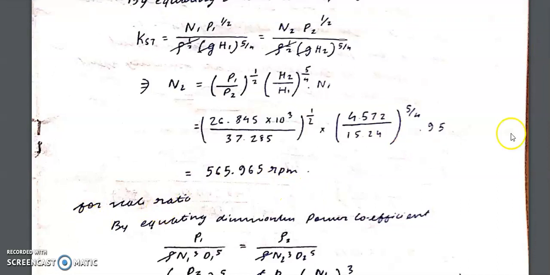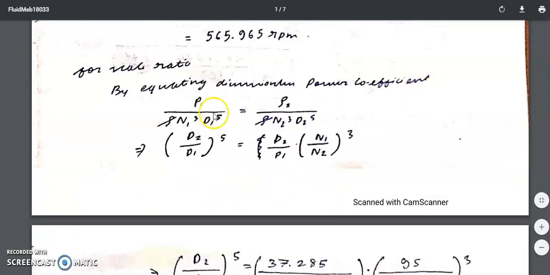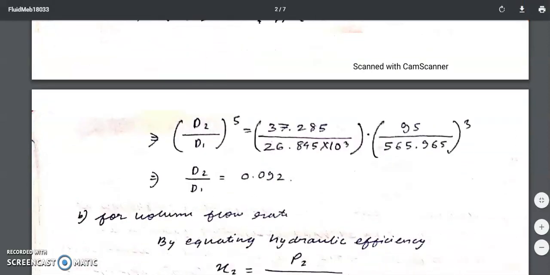Now for the scale ratio, by applying the dimensionless power coefficient, we have to calculate the scale ratio, that is D2 by D1. The formula here goes P1 by rho N1 cube D1 to the 5 equal to P2 by rho N2 cube D2 to the 5. By substituting the values, we get D2 by D1 equal to 0.092.